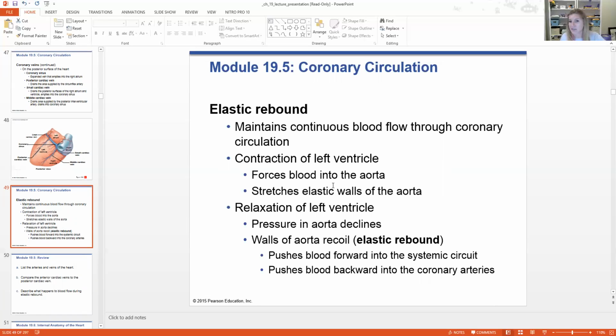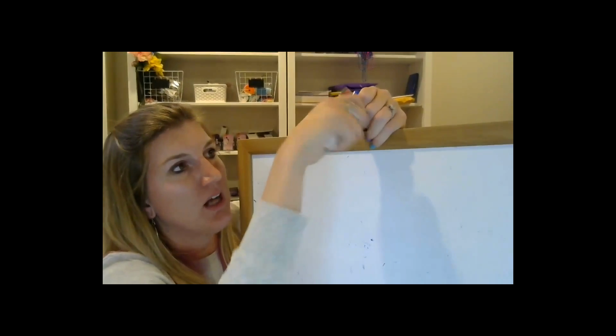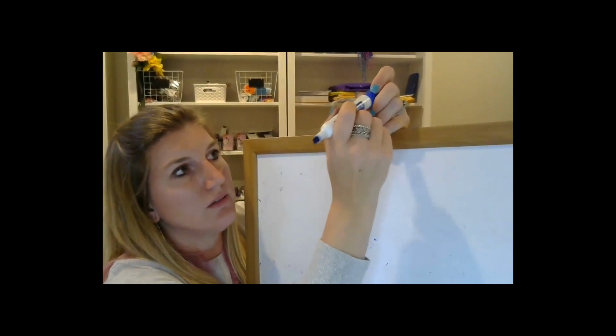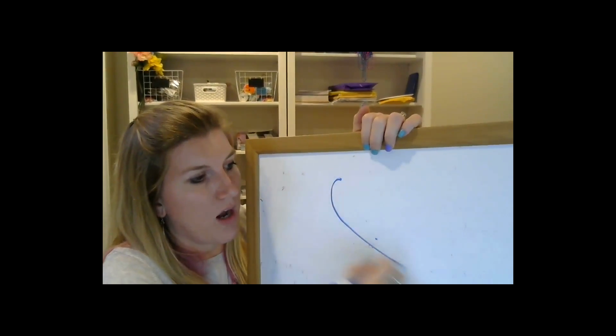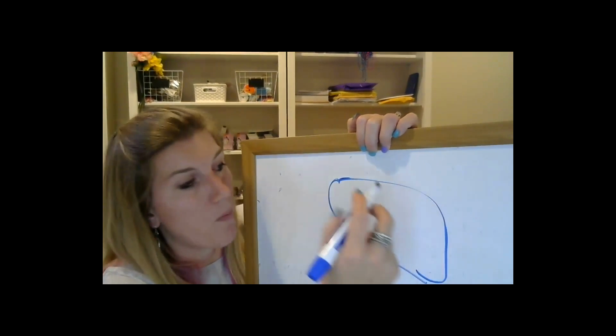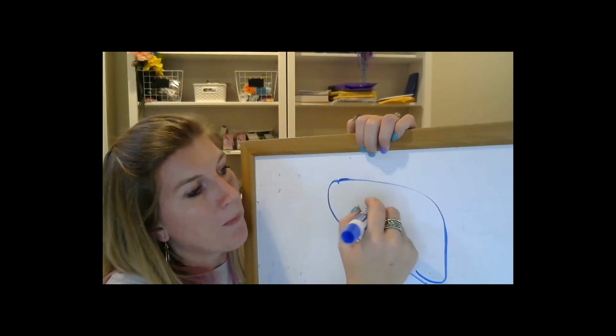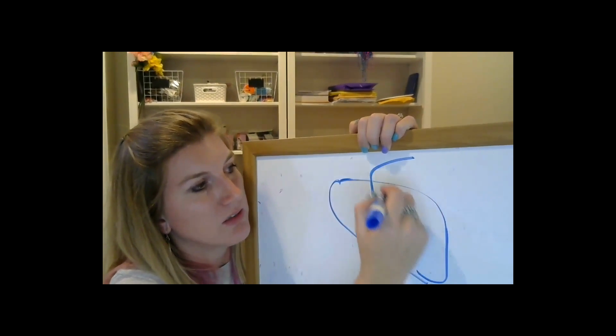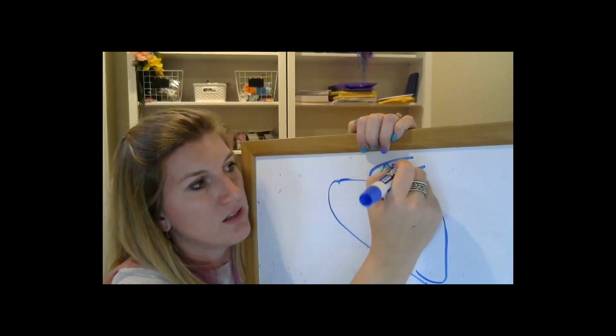So I think I'm going to try to draw this out for you. It might help you a little bit. So here's the gist of it. You have your heart, right? There's your heart. It kind of looks like a liver, but it's a heart. And we'll just say, here's our aorta.